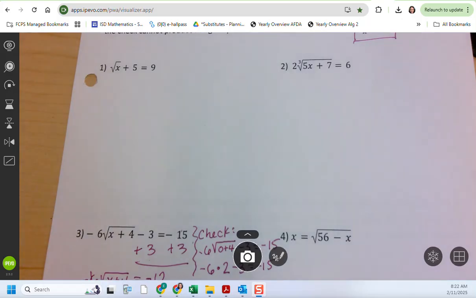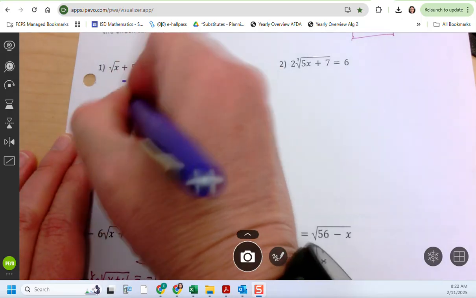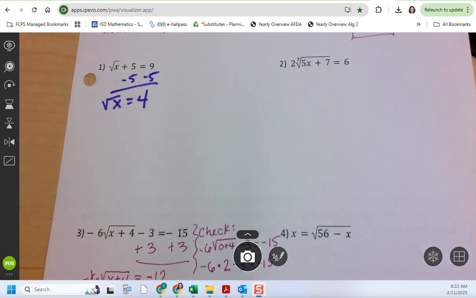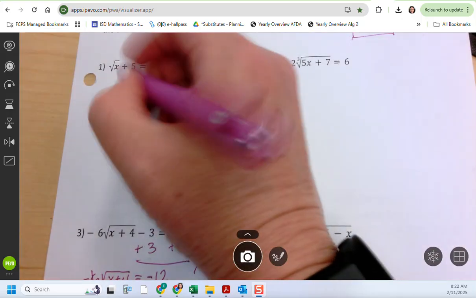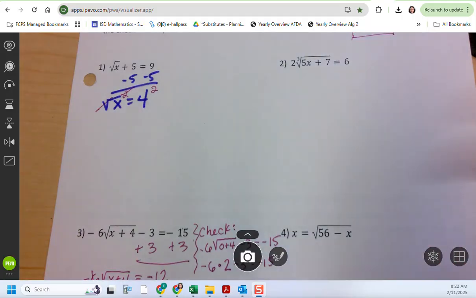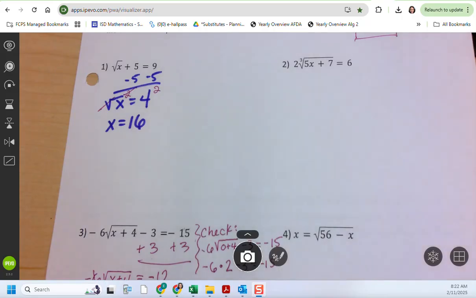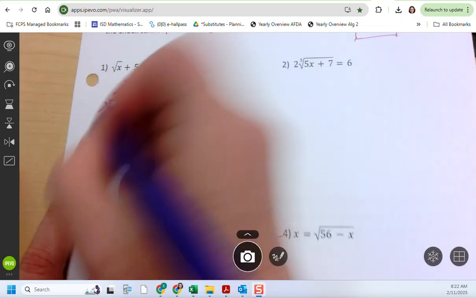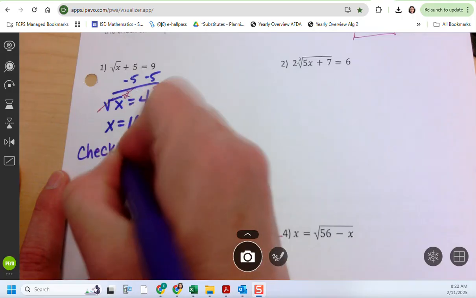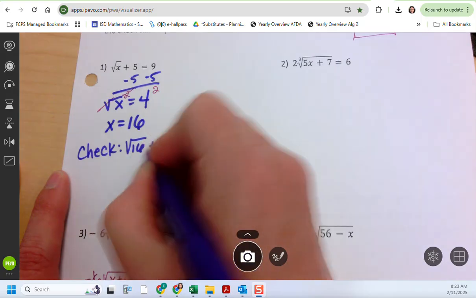All right, number 1, isolate the radical. Did you subtract 5 from both sides? Excellent. So subtracting 5, root x equals 4. And then to undo the square root, what did you do? Square it, good. So the inverse of square root is squaring. That will cancel out your square root. So you get x equals 4 squared, which is 16. Did anybody check your answer? Good. All right, so to check, I just put it for the x. Square root 16 plus 5 equals 9. Square root of 16 is 4.